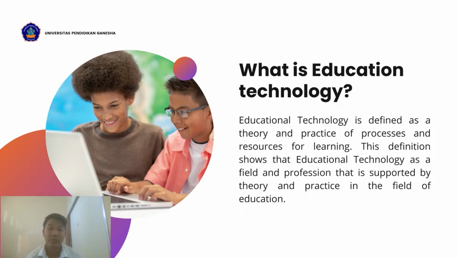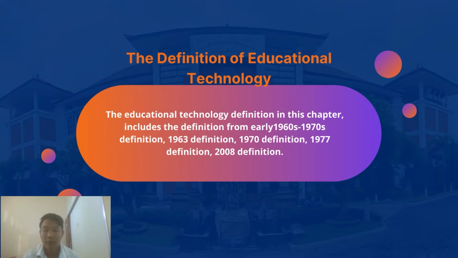What is educational technology? Educational technology is defined as a theory and practice of process and research for learning. This definition shows educational technology as a field and profession that is supported by theory and practice in the field of education. Briefly, the definitions of educational technology.